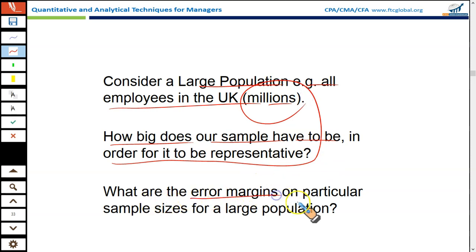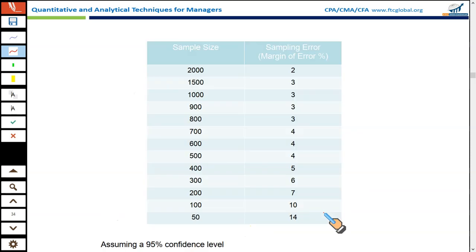And what are the error margins on a particular sample size for a large population? Let me show you the next slide. It shows that if you survey 500 employees from a large population of 1 million, then we can be 95% certain that the margin of error will be 4% plus or minus. But when we increase the sample size from 500 to 1000, look at this, the margin of error decreases, and if you increase it further to 2000, your sampling error decreases to just 2%.